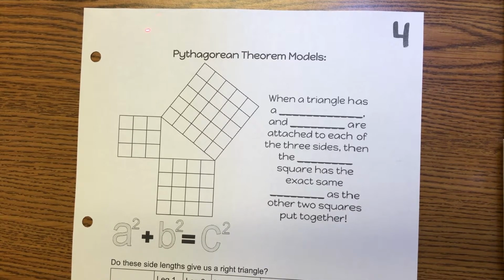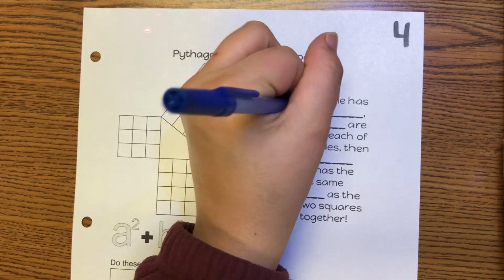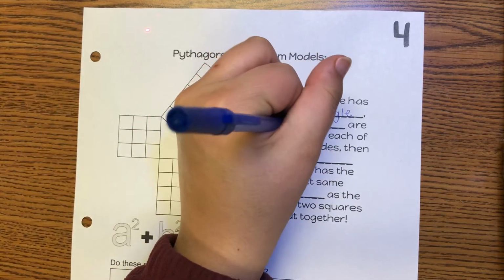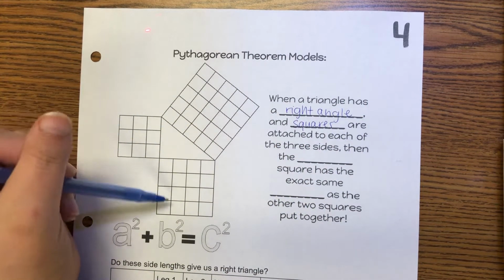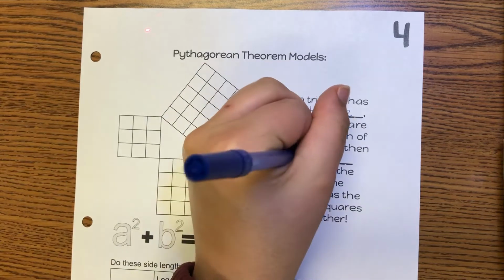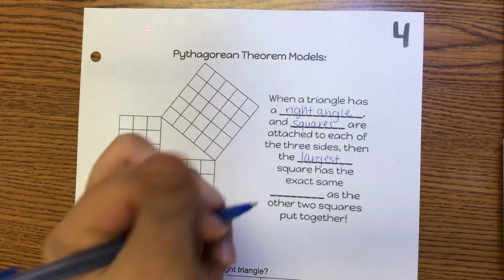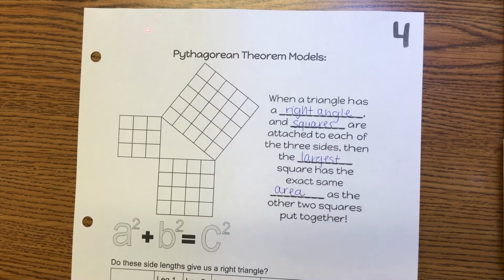Okay, we're going to talk about the Pythagorean theorem with models. Remember, Pythagorean theorem has to do with right triangles. Okay, so when a triangle has a right angle, and squares are attached to each of the three sides, like they are here, then the largest square has the exact same area as the other two squares put together.